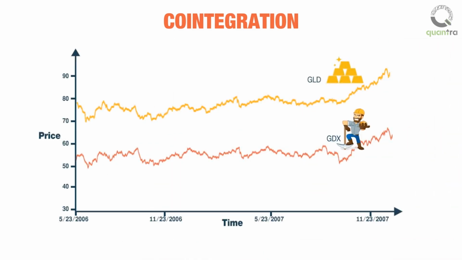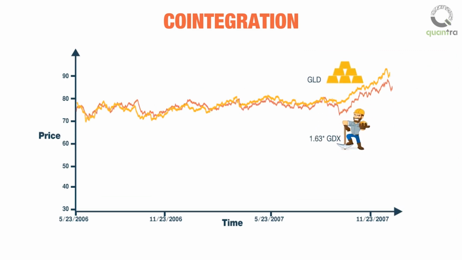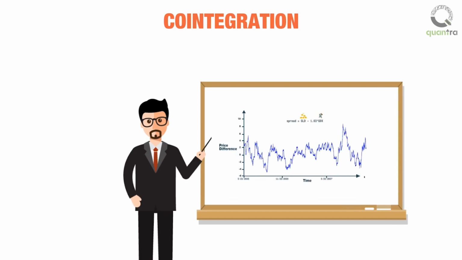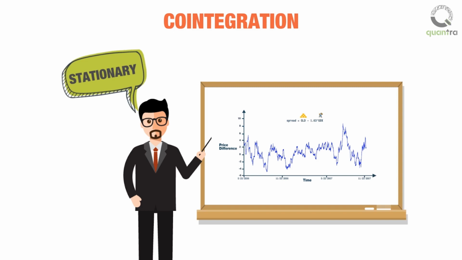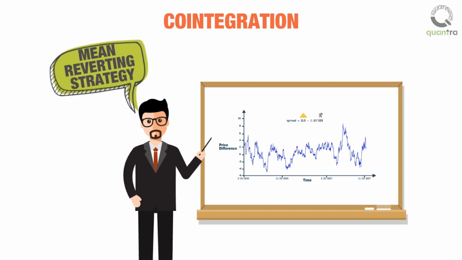An example of a portfolio of possibly cointegrated stocks is the spread between gold ETF, GLD, and 1.63 times gold miners ETF, GDX. The new series GLD minus 1.63 GDX is stationary and gives us an opportunity to create a mean reverting strategy.